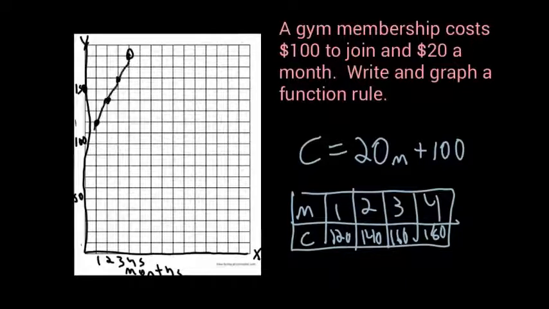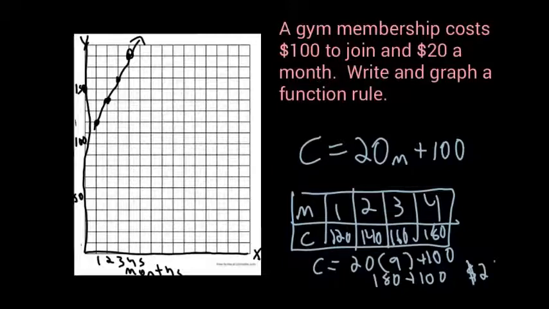And what you should notice is that these form a line. If they don't form a line, then right now you did something wrong. Eventually you're going to get into stuff that doesn't form a line, but for right now everything should form a line. And then if we wanted to know how much it costs for 9 months, let's just say, you would just put a 9 in there. So you would have C equals 20 times 9 plus 100. So 20 times 9 would be 180 plus 100. So for 9 months it would cost you $280. So any number of months you want to know, that's how you'd figure it out.